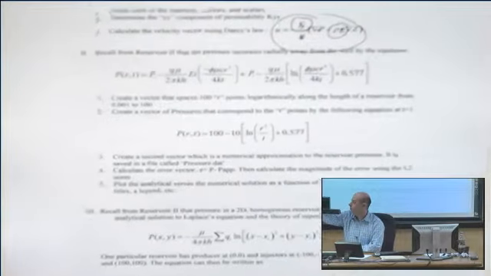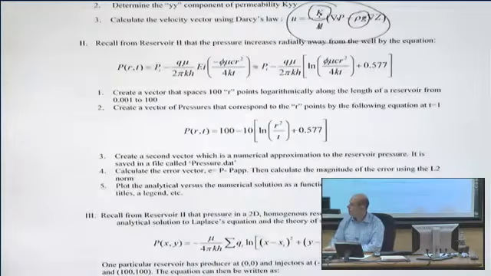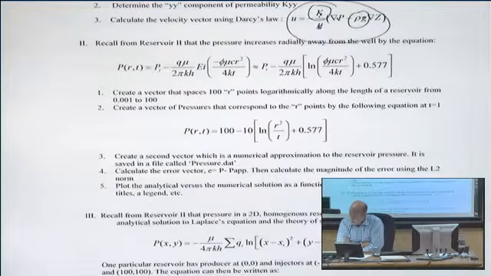Problem number 2 looks like something you learned in Reservoir Engineering 2, maybe. So recall from Reservoir 2 that the pressure increases radially away from the well by the following equation. So you remember that ugly exponential integral equation. By the way, in Matlab, there is an exponential integral, EI, in there, and you could use it directly. And so you can actually call that function, and it would do it. We're not going to do that here, but if you wanted, you can look up Matlab and do it. I've done it before. But there's an approximation to that, which is this logarithmic.